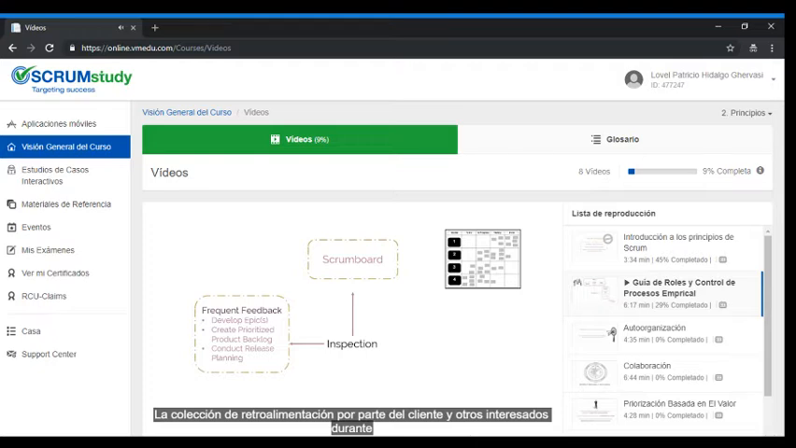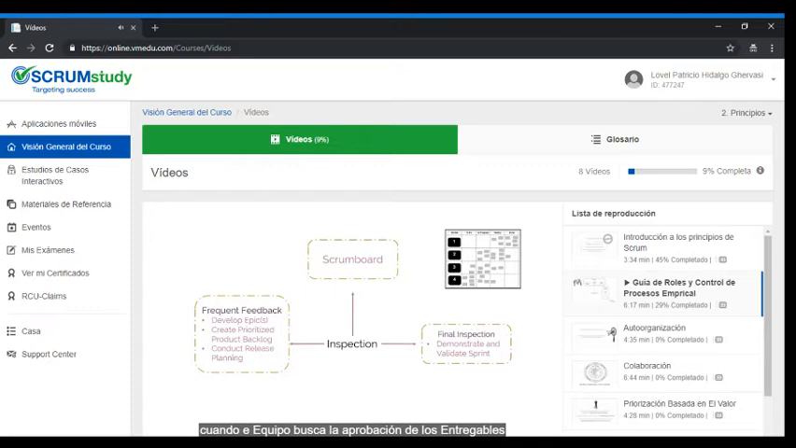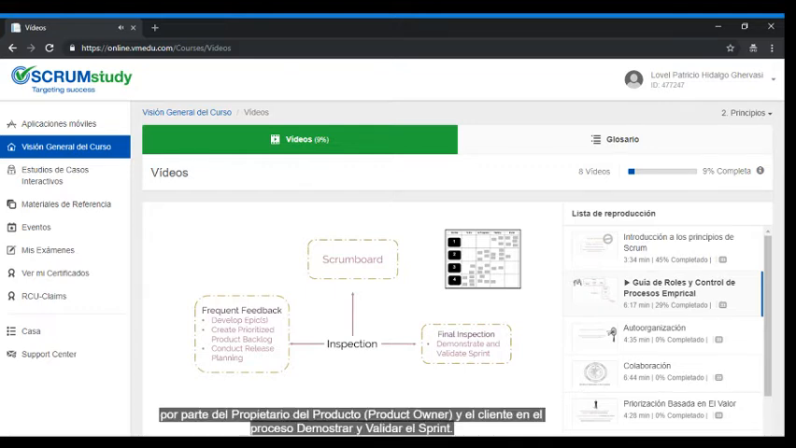The collection of feedback from the customer and other stakeholders during the develop epics, create prioritized product backlog, and conduct release planning processes give additional opportunities for inspection. The final point of inspection comes during the review meeting, when the team seeks approval of the deliverables by the product owner and the customer in the demonstrate and validate sprint process.